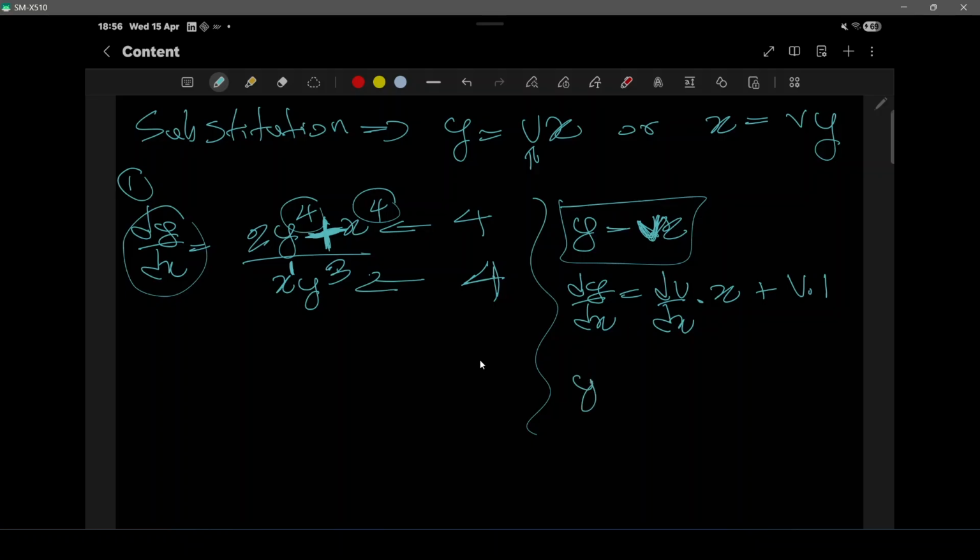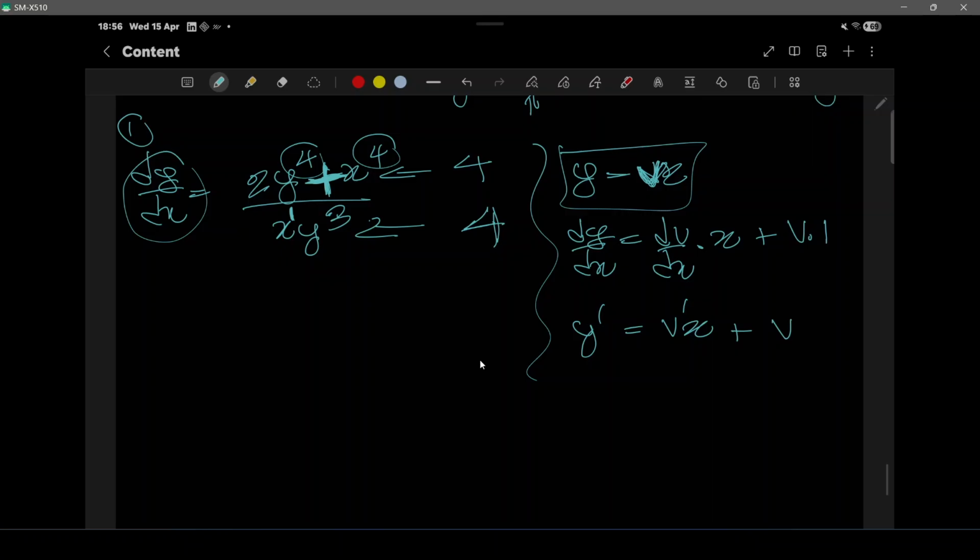So if we write y dash is equal to v dash x plus v. For the y dash term here, we have replaced it with v dash x plus v. We have to replace it because we are going to do a substitution. Don't forget to change this dy over dx.